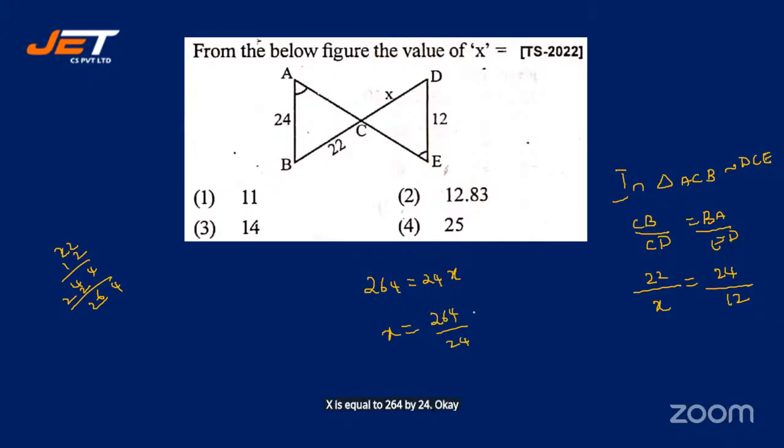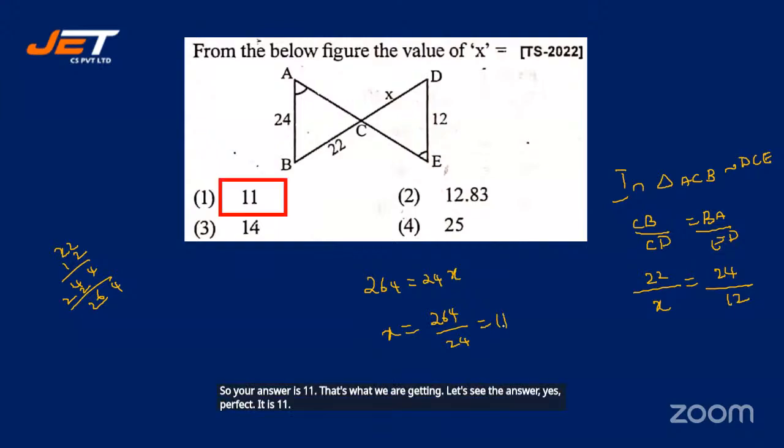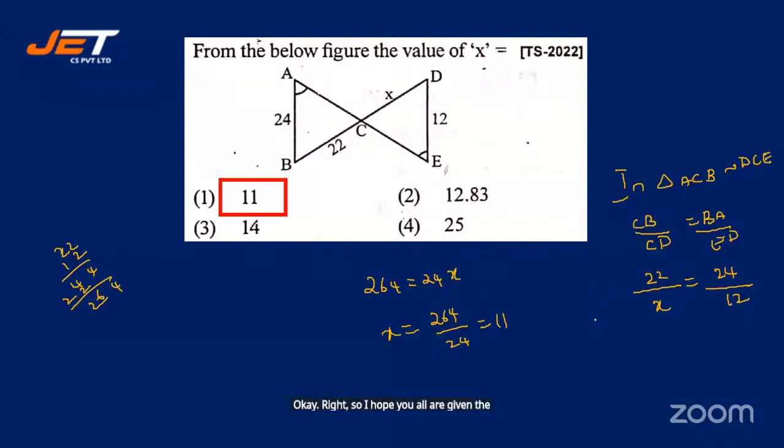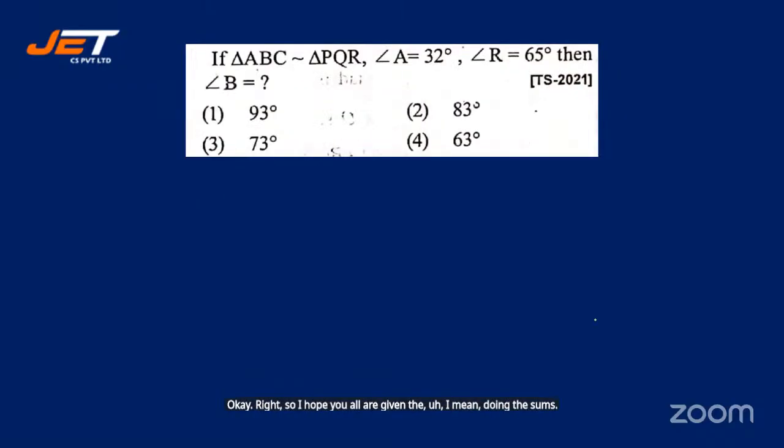Okay. So try doing this. What is it that you get? 264 divided by 24. So your answer is 11. That's what we are getting. Let's see the answer. Yes, perfect. It is 11. Okay. Right. So I hope you all are doing the sums. Right. Now let's move on to the next question.